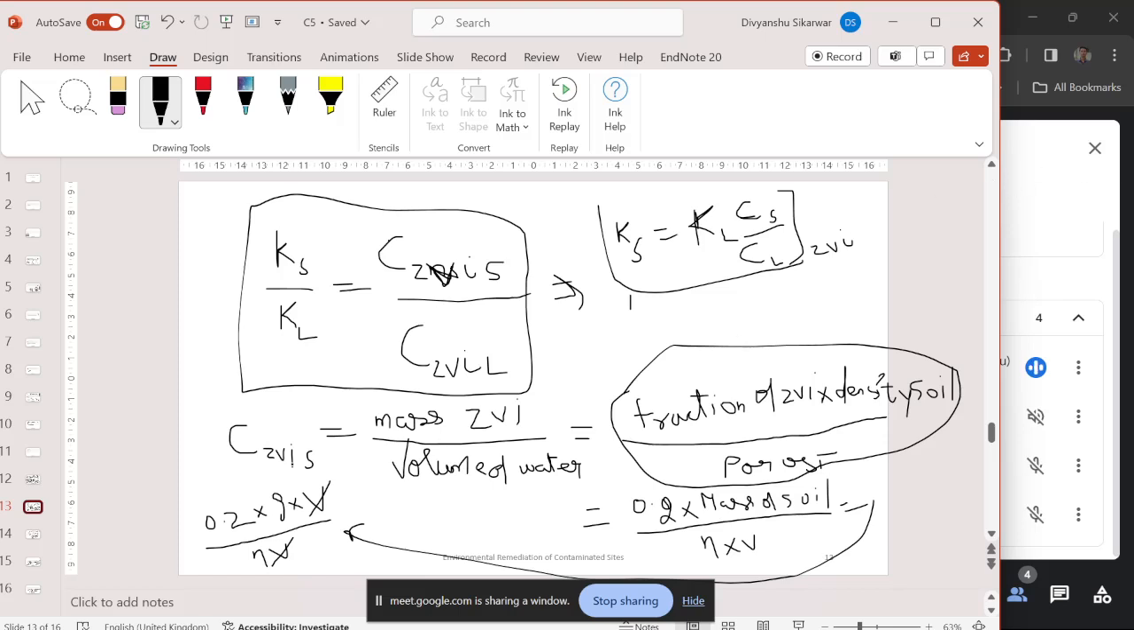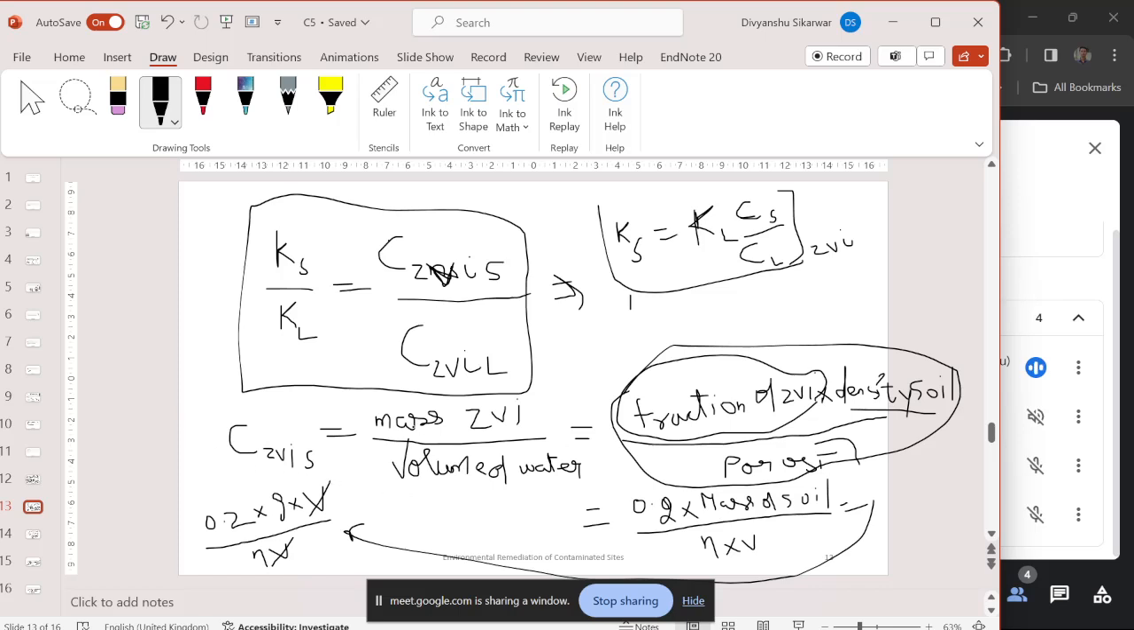We know that the formula is already given, where if we take mass of ZVI and divide by volume of water, we get a value. But why are we getting that value? If we take the fraction of ZVI, a certain fraction of NZVI we are taking, and the density of soil, and we divide it by porosity, then if we solve this, we will get this formula only. So based on that, we are calculating the ZVI concentration for the soil.